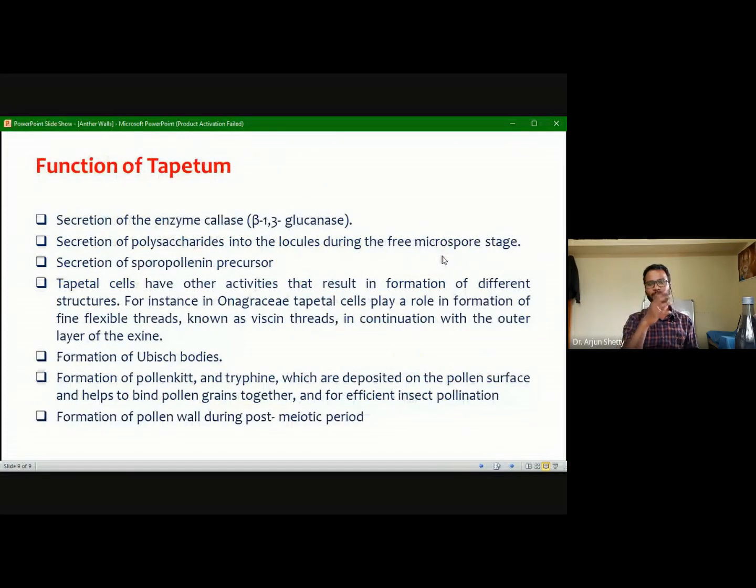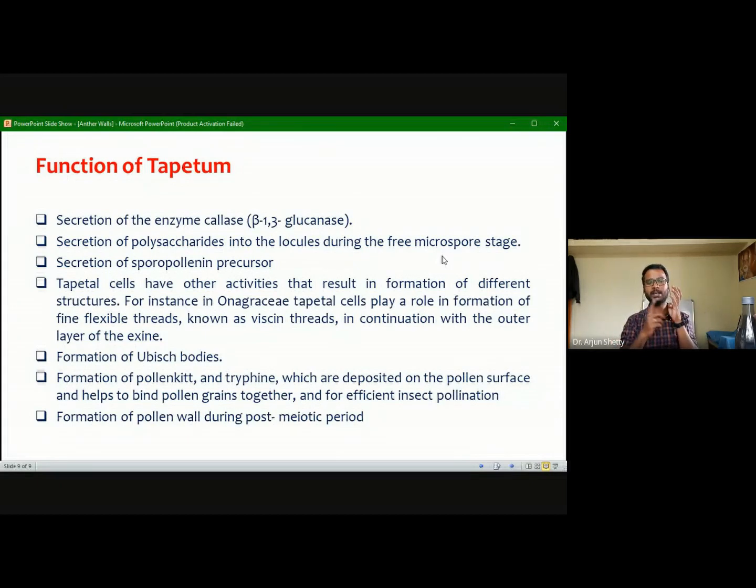Now we have to discuss the functions of the tapetum, the last slide of today's class. What are the functions? That is what we have studied till now. Nothing but the enzymes required for making tetrad pollen into individual pollen. That is, callase will be released by the tapetum.